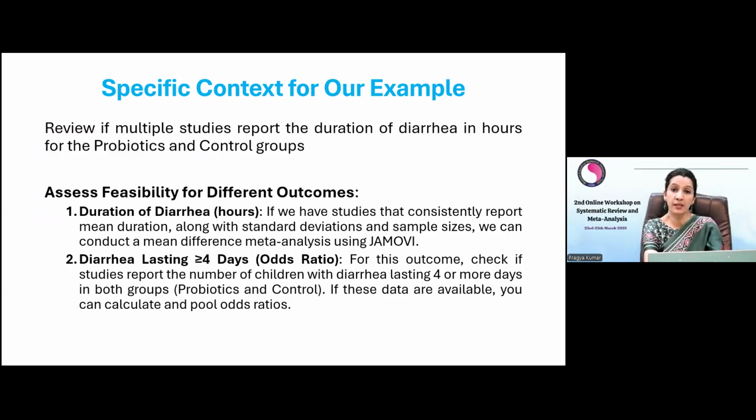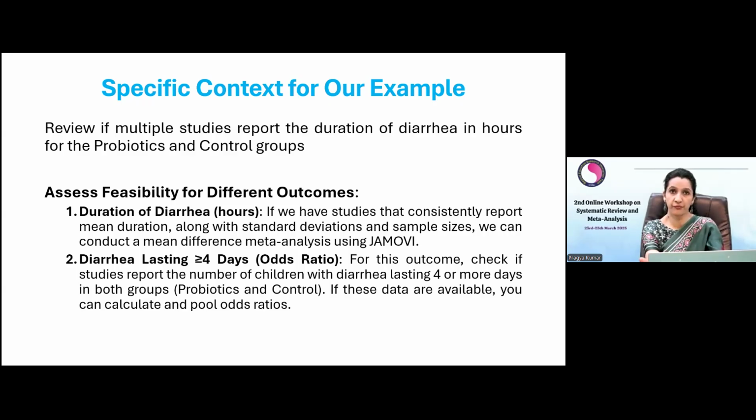So coming to the specific context of our example, you have to review multiple studies to see what the outcome is, and you have committed in the protocol also what outcome you are going to see. So in this case, mean duration of diarrhea is our primary outcome. And we have studies that have consistently reported this mean duration of diarrhea along with standard deviation and sample size.